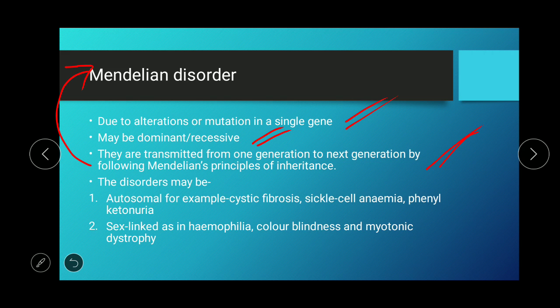Then the disorder can be autosomal, for example cystic fibrosis, sickle cell anemia or phenylketonuria. So why are they called autosomal? Because the defective alleles are present on the autosomes. Then sex linked, as in hemophilia, color blindness or myotonic dystrophy. Why are they called sex linked? Because the defective alleles are present on the sex chromosome.